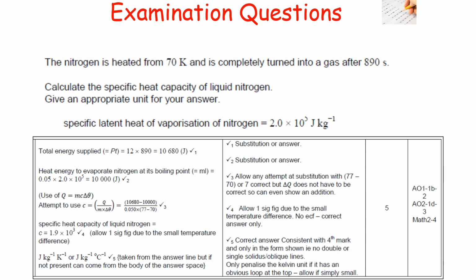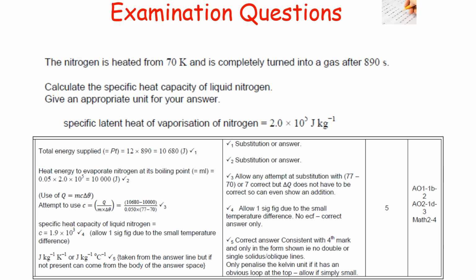But we also know that the latent heat of vaporization for nitrogen is 2 times 10 to the 5. So we then work out the energy needed to evaporate it at its boiling point, which is going to be 0.05, because that's how much mass in kilograms you have of nitrogen, times 2 times 10 to the 5. So therefore we can subtract that from our value.